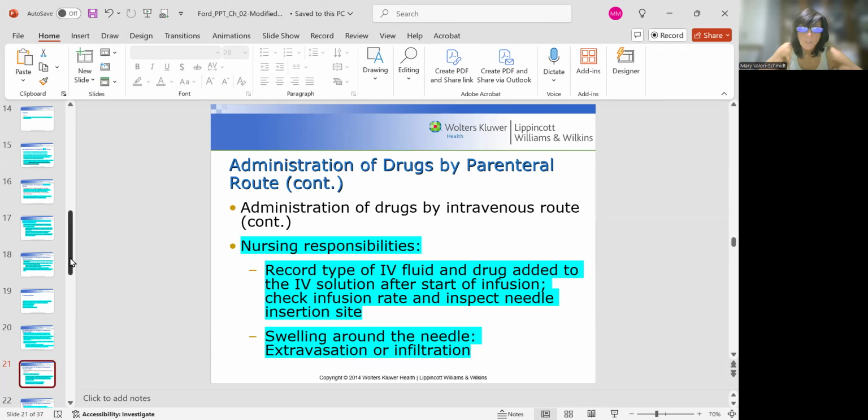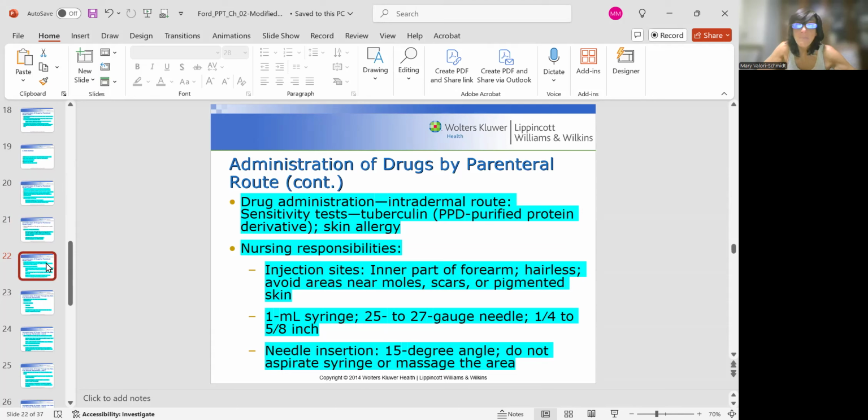Intradermal. What do we use intradermal for? Things like PPDs, right? Allergy testing. It's usually given on the inner part of the forearm, right here. Try to avoid an area where there's moles or scars or any kind of pigmented skin.